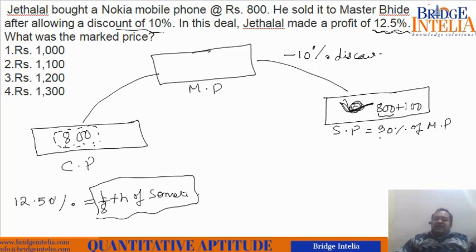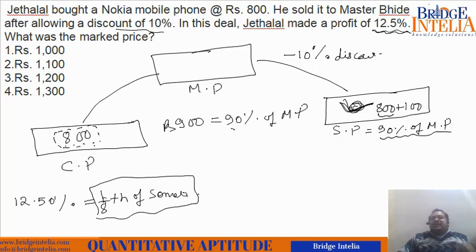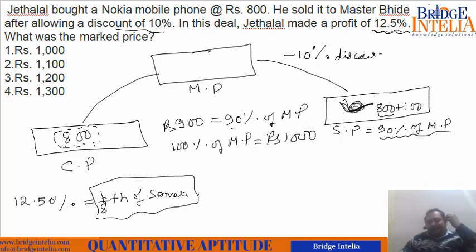So this 900 rupees is equal to 90% of marked price. So what is 100% of marked price? 90% is equal to 900, so 100% is equal to 1000. 100% of marked price should be equal to 1000. But if you are a student of mathematics, you should not do all this baby calculation. It should come naturally to you.